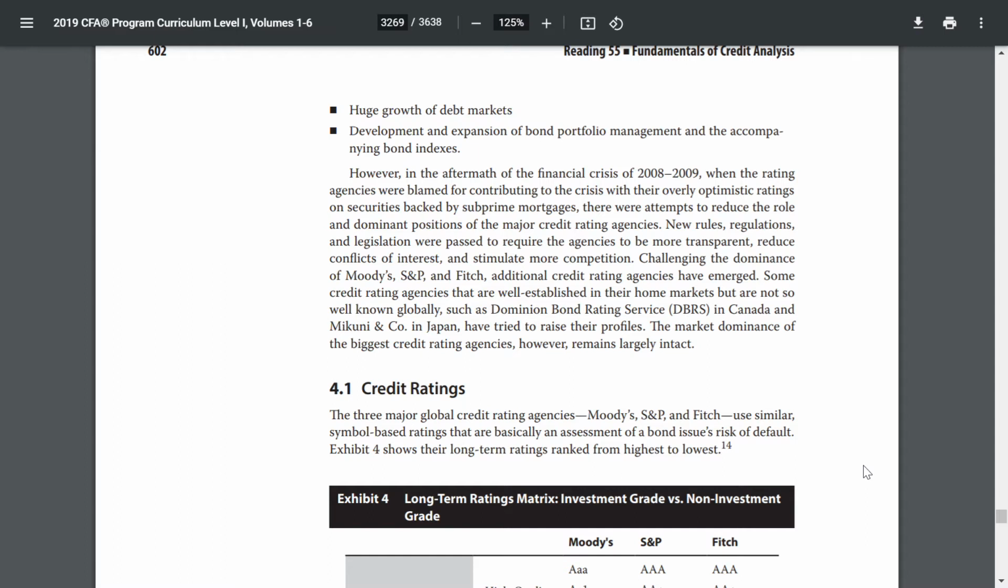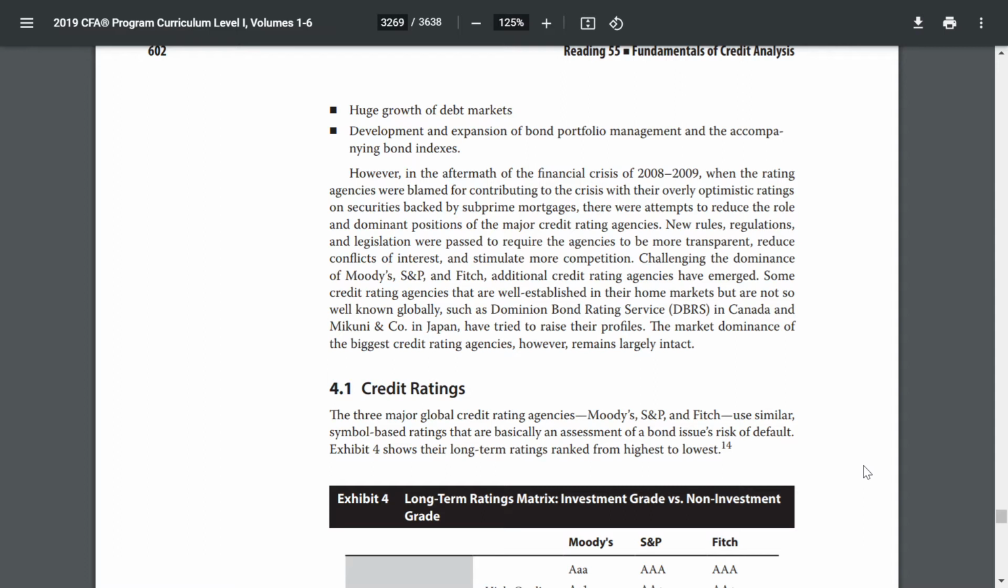However, in the aftermath of the financial crisis of 2008-9, when rating agencies were blamed for contributing to the crisis with their overly optimistic ratings on securities backed by subprime mortgages, there were attempts to reduce the dominant positions of the major credit rating agencies. New rules, regulations, and legislation were passed to require agencies to be more transparent, reduce conflicts of interest, and stimulate more competition, challenging the dominance of Moody's, S&P, and Fitch.